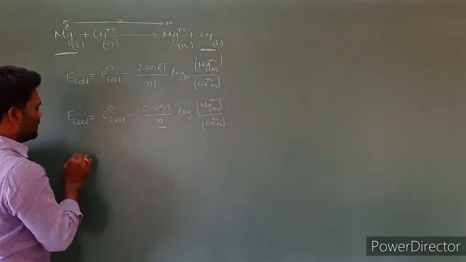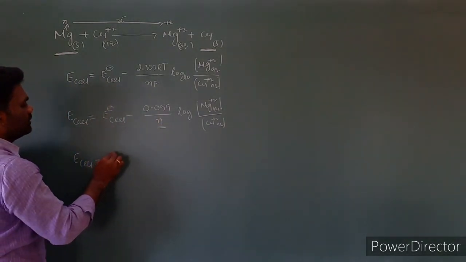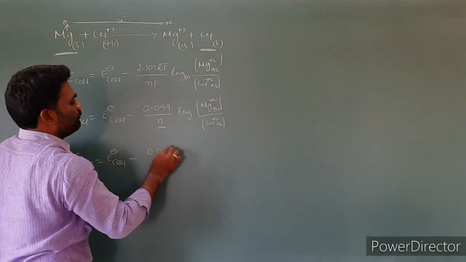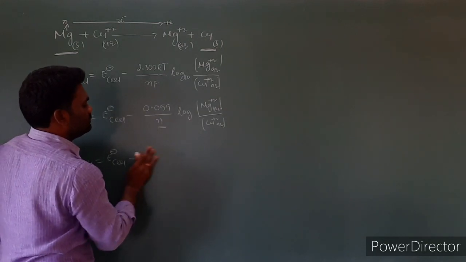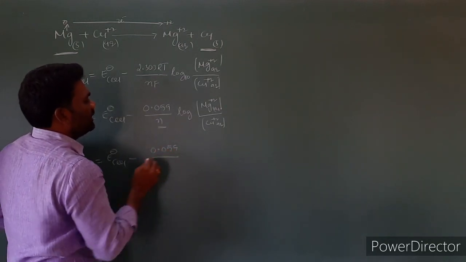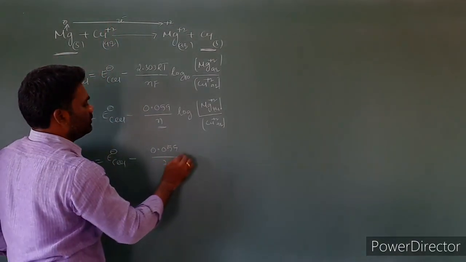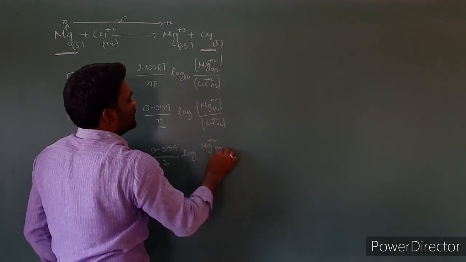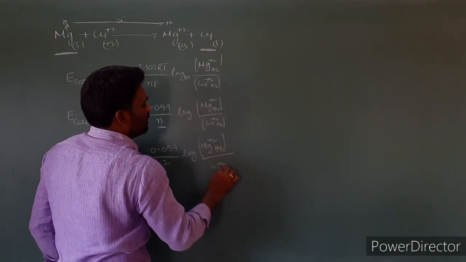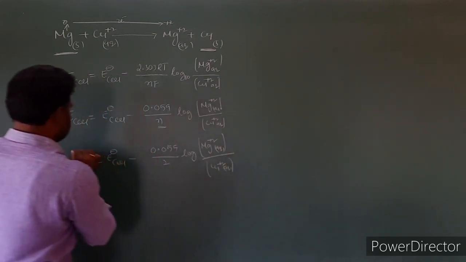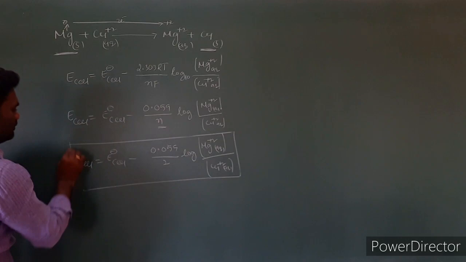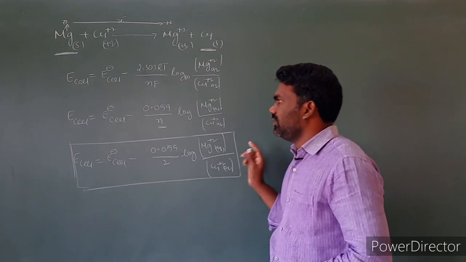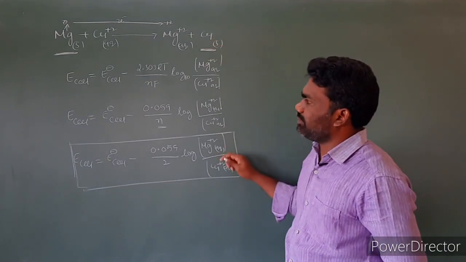So E cell is equal to E standard cell minus 0.059 by n, where n is 2, log base 10 of Mg2+ in aqueous state by Cu2+ in aqueous state. So this is the direct Nernst equation for this cell. While solving problems, we can use this equation directly. Otherwise, we can derive it step by step.